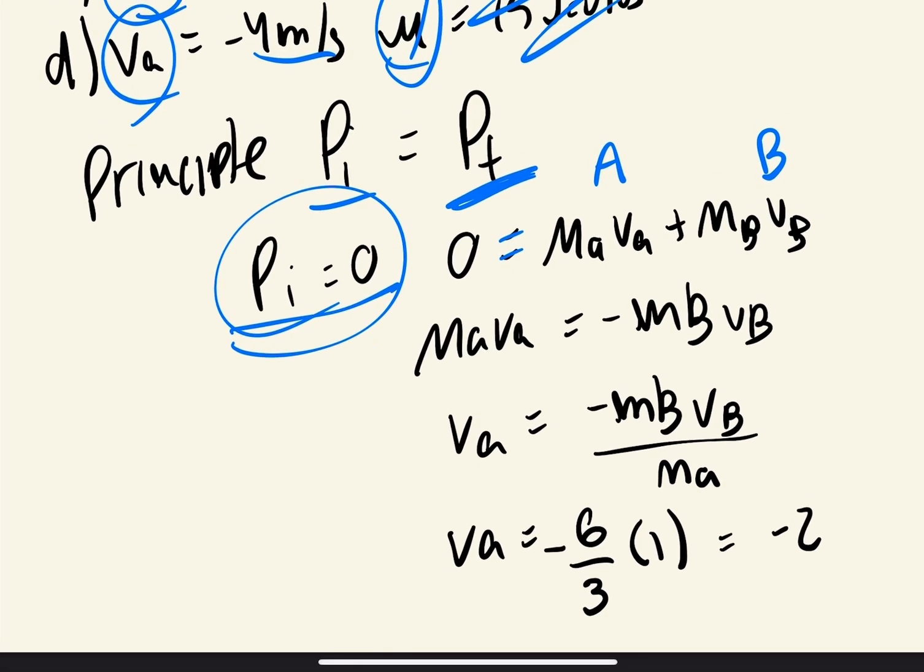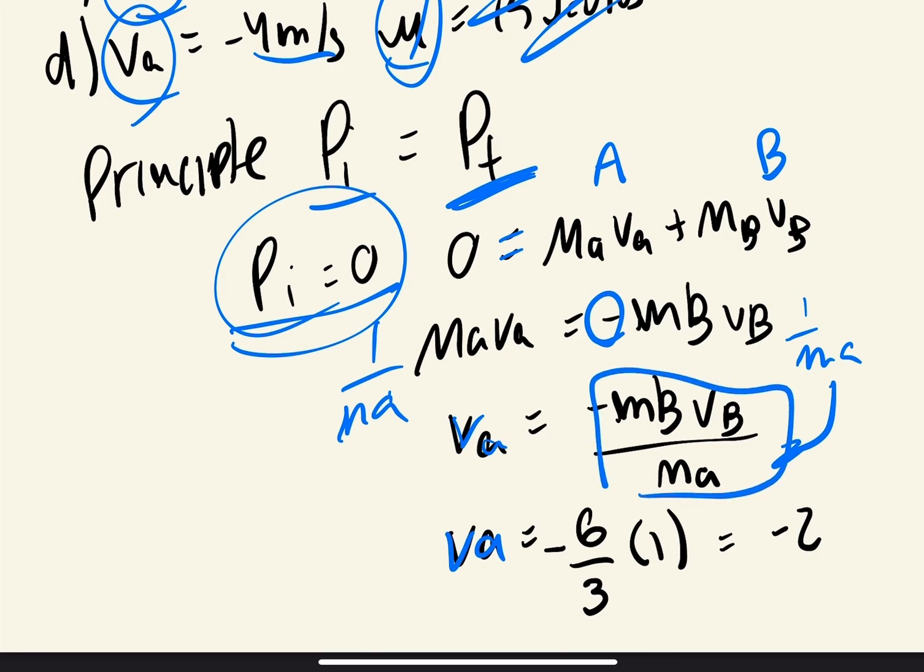So we separate them. MA VA is equal to the opposite of MB VB, the negative. So if we isolate the VA, which is what we want to find, MA goes dividing, and then we're left with VA equals minus MB times VB divided by MA right here.